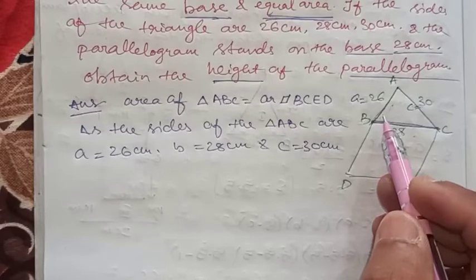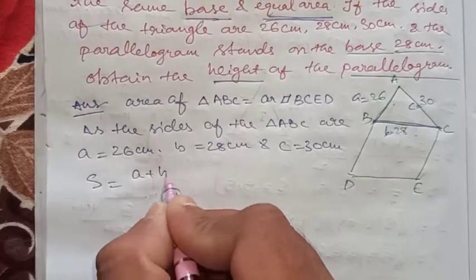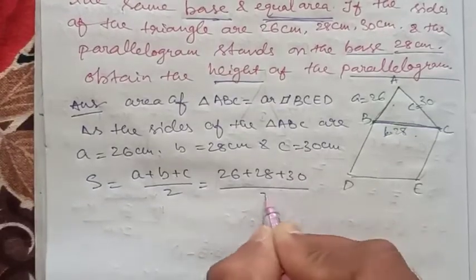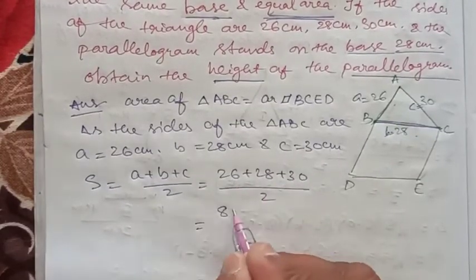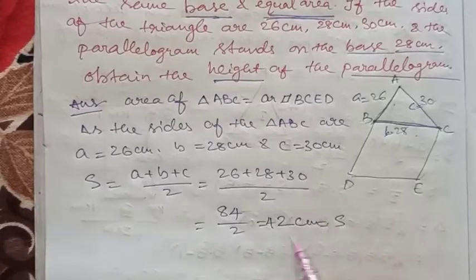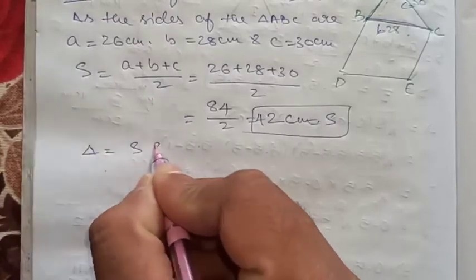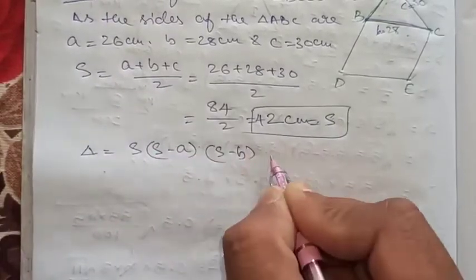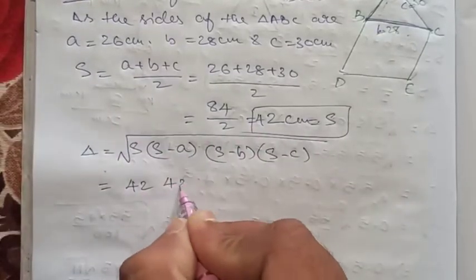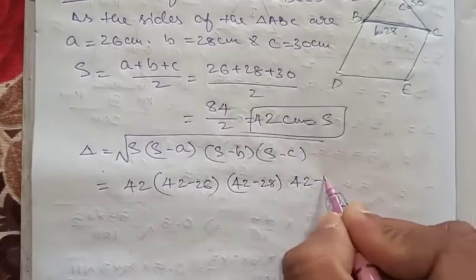Now first of all we will find out the area of the triangle by using Heron's formula. So S equals to A plus B plus C by 2, that is 26 plus 28 plus 30 by 2. Add this, we will get 84 by 2, that is 42 centimeter. Okay, so S we got 42 centimeter. Now we will use Heron's formula. It is area equals to square root of S minus A, S minus B, S minus C. S equals to 42, 42 minus 26, 42 minus 28 and 42 minus 30.